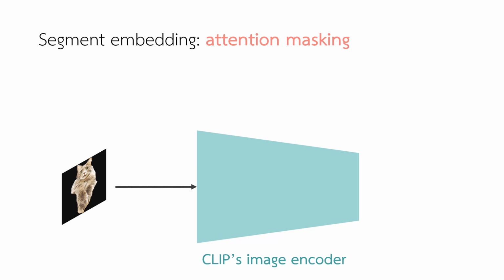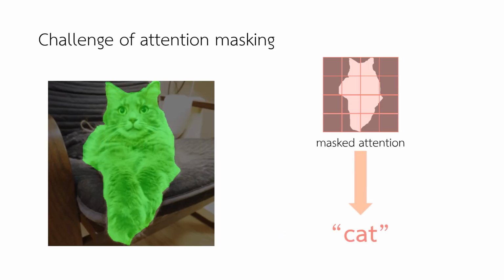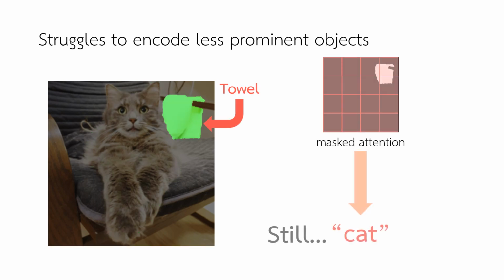So instead, we propose to apply masking on some of the attention maps in CLIP's vision transformer encoder. This allows the encoder to focus on the segment, while still preserving the surrounding context and CLIP's original weights. One issue we observed is that while attention masking is effective for salient objects like this cat in the center, it may fail to correctly label less prominent objects like this towel.